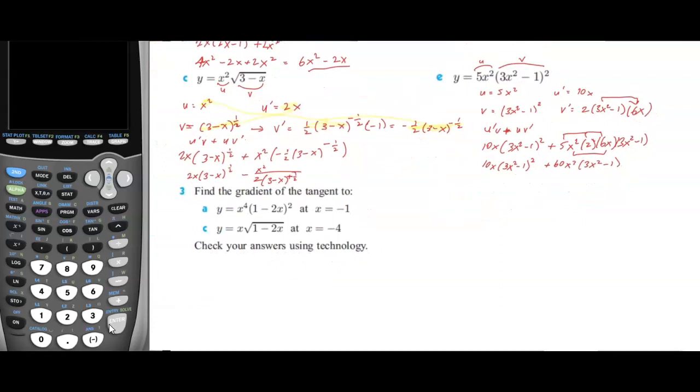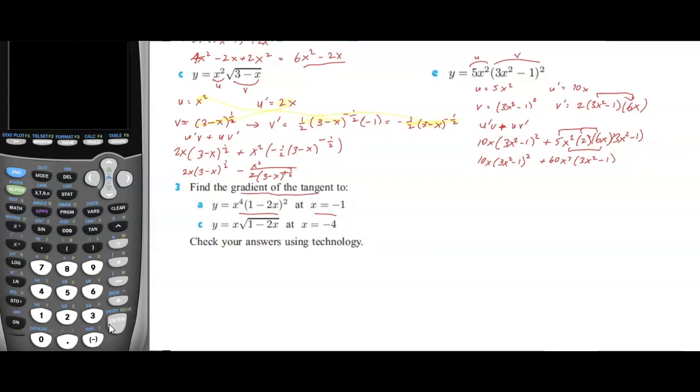All right, number 3. Find the gradient of the tangent to this function at x equals negative 1. Now remember, gradient of the tangent: if you have a curve, tangent line, slope, because gradient is a slope. So the slope of the tangent line to a curve at some specific point is the derivative. So all they're asking for is find the derivative at this point, which means we just find the derivative, like we have been doing, and then we substitute in negative 1. Turns out you can do that with the calculator. We'll confirm it with the calculator.